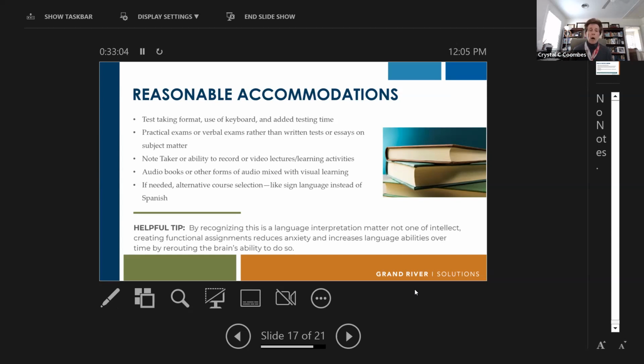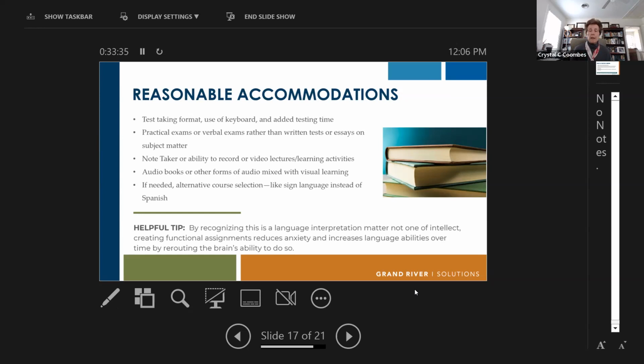Oftentimes you'll see a note taker or the ability to record the class or video lectures and learning activities. If I can see it while I'm also hearing it, while I'm also reading it, I am likely to start developing skills to adapt and to get more proficient in reading, even with my learning disability. Audiobooks or other forms of audio mixed with visual learning are really excellent for this.